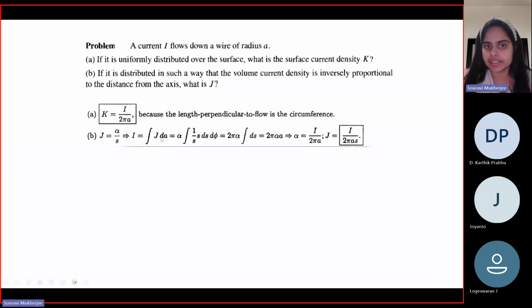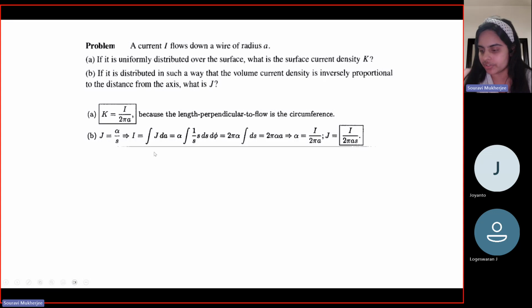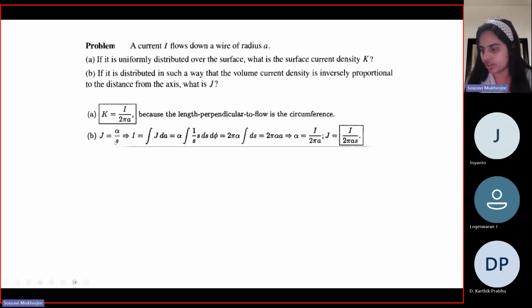Total current will be nothing but the integral of J dA, right? A surface integral. Here, if you do a surface integral, you are taking an area perpendicular to your direction of flow of current. And if you do this integration, you will get some expression for your alpha. And then you put this in the expression for J. So this is how you use these conditions and these relations to find the volume current density or the surface current density. Okay.